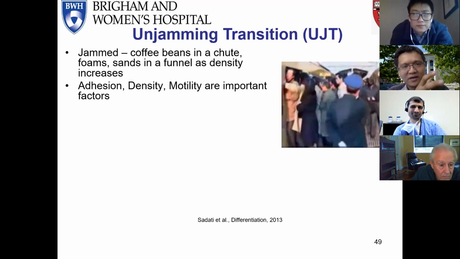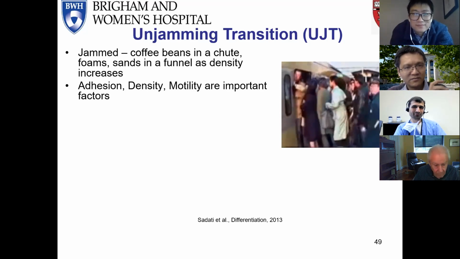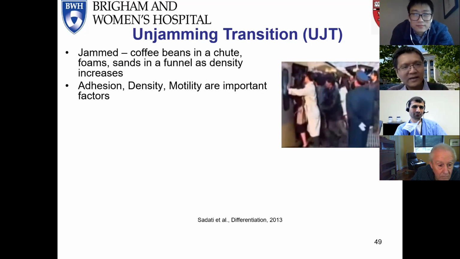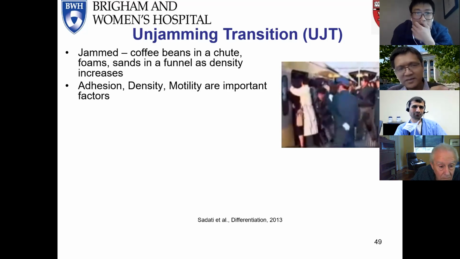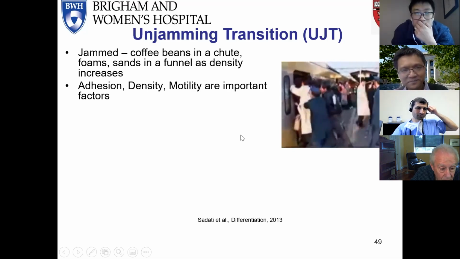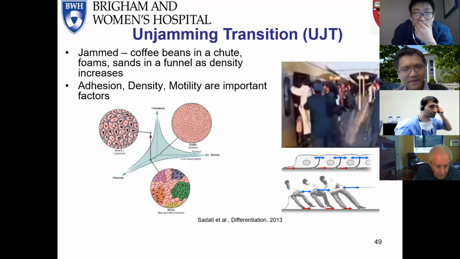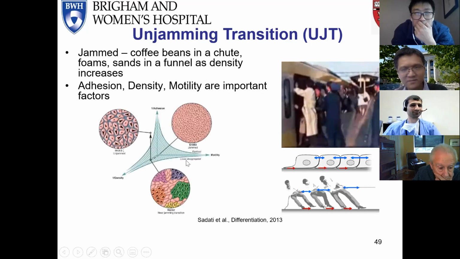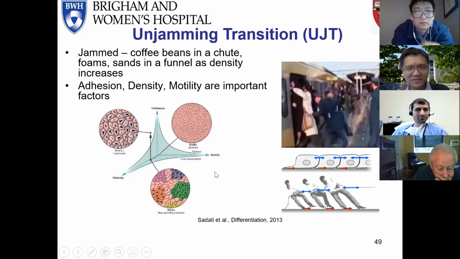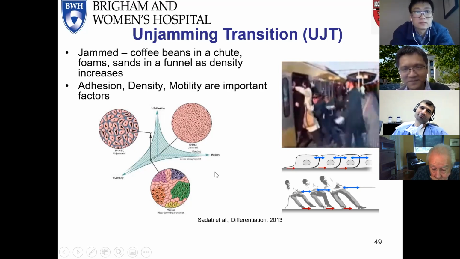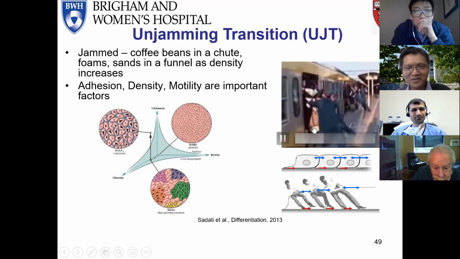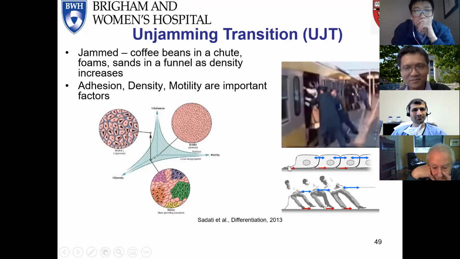Inert particles such as coffee beans can be jammed as the density increases, for example. And it has been shown that in cells, adhesion, density, and motility are important factors. So Dr. Faber proposed this phase diagram for the jamming or unjamming transition. This is an example of jamming, right? People being pushed into packed trains.